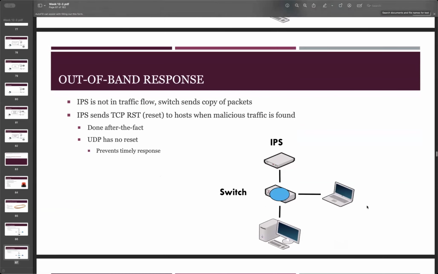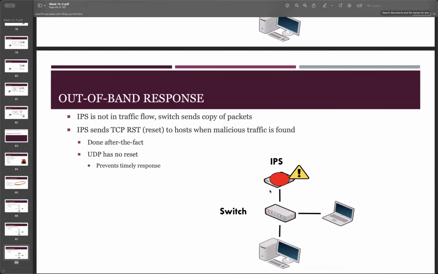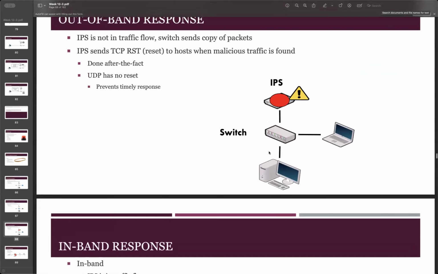Let's say we have one host and it sends traffic out to the switch. Because the IPS is not inline, the switch will send a copy of the packet, and then the IPS will send a TCP reset to the host. That's what we call the after-the-fact response, or for UDP, no reset. So right here in the middle, we forward to the IPS, and if the IPS finds it, we stop it, and that's it.